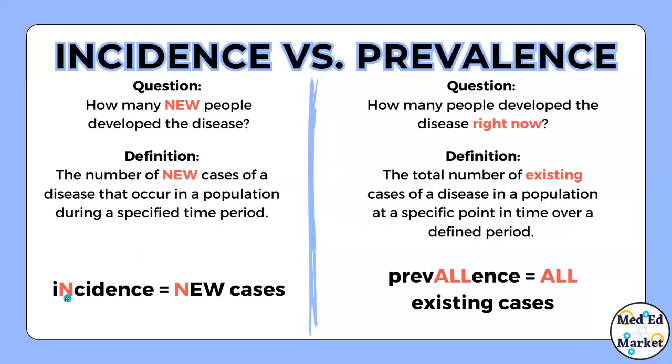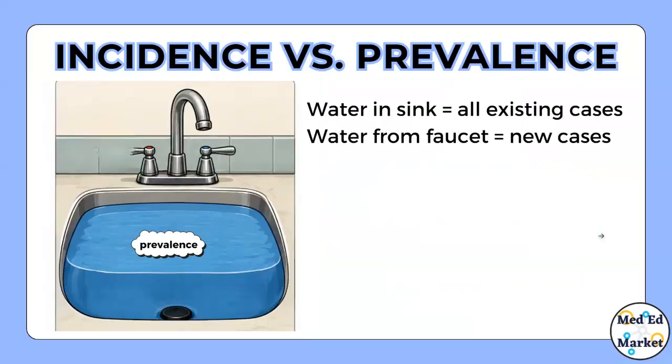So when I think of incidence, I think of N, incidence for new cases in the population that have the disease, and prevalence, I think of Prev-all-ends. This is all existing cases in the population.